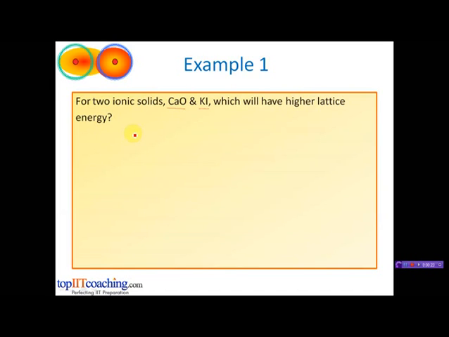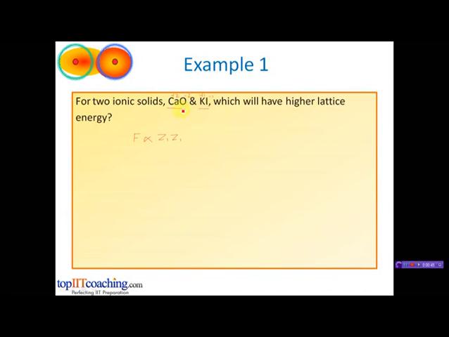Let's recall that according to Coulomb's law, the force of attraction between ions is directly proportional to the charges on the ions. In case of calcium oxide, the charges on the ions are +2 and -2, and in case of potassium iodide, the charges are +1 on potassium ion and -1 on iodide ion.